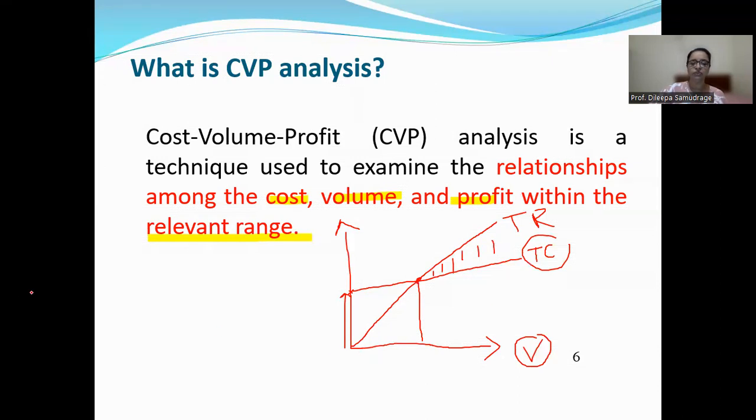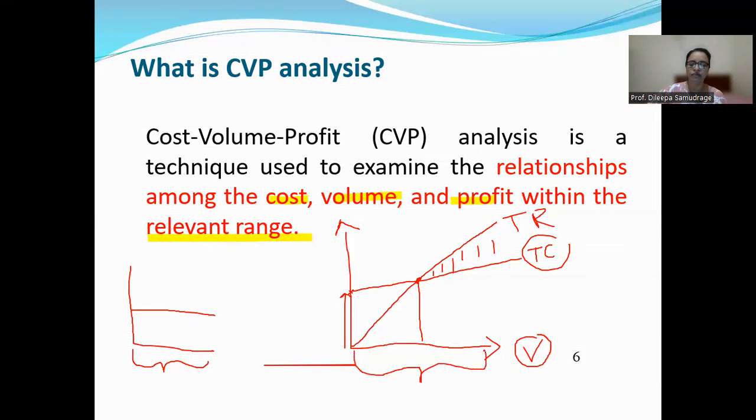Because when you consider the fixed cost, fixed cost is fixed within a particular relevant activity range. So this relationship also we study within a particular relevant activity range. Within this range, our total revenue behaves like this, total cost behaves like this, so our break-even point is this. But maybe beyond that relevant range, these curves behave in a different manner. Therefore, relevant range is very important.